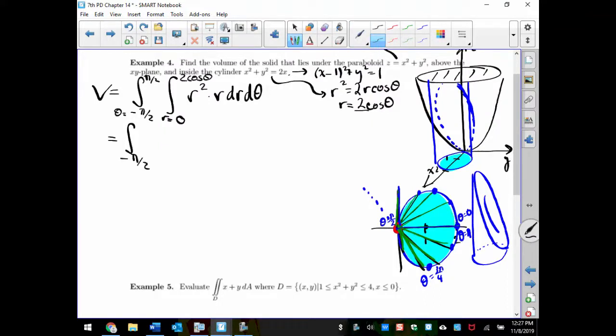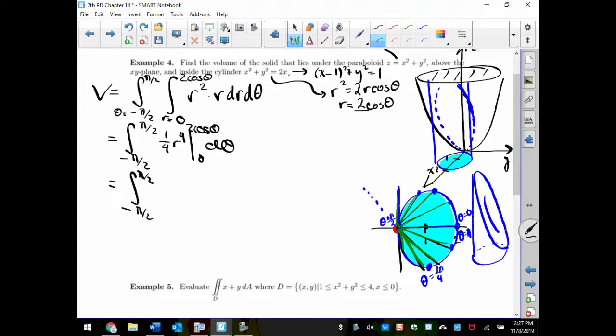So this is going to be negative pi over 2 to pi over 2, and then if I do the antiderivative here, I get 1/4 r to the 4th from 0 to cosine theta d theta. Okay, and then we'll plug in the cosine here, so we get negative pi over 2 to pi over 2.